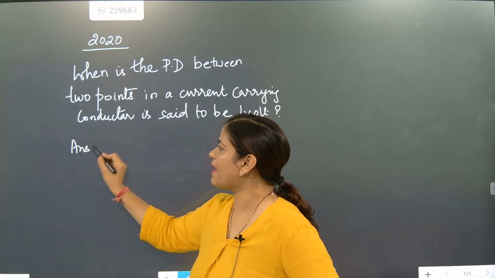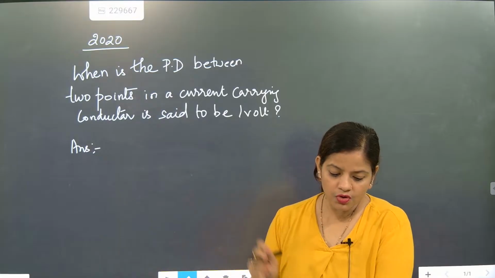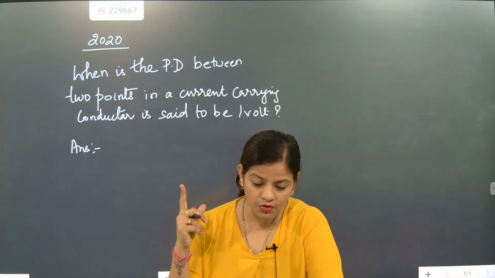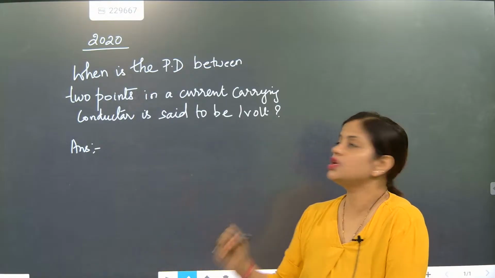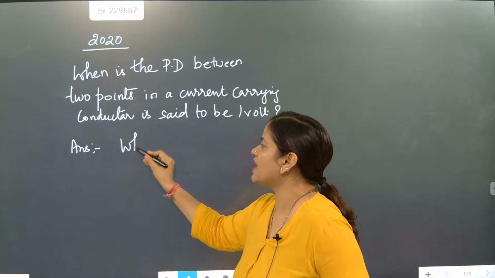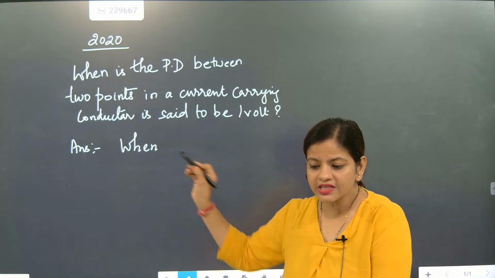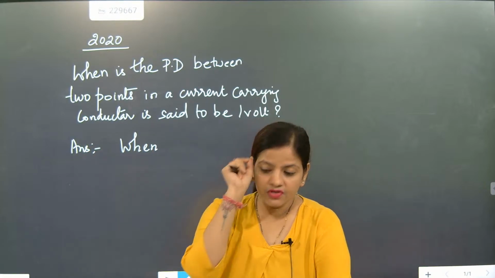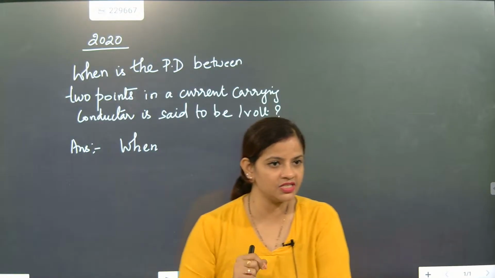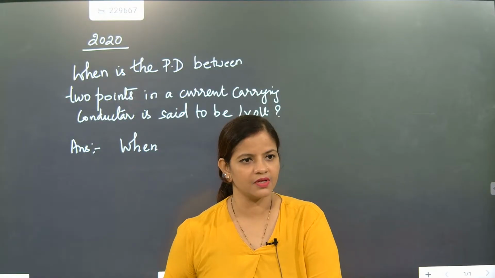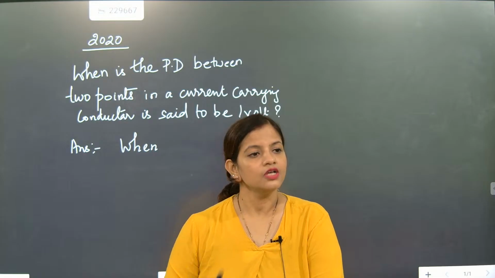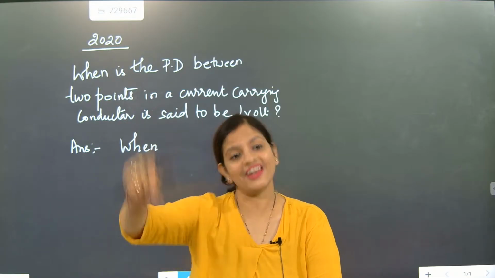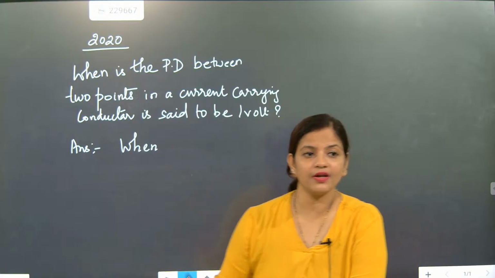In that answer, your pattern should be very clear cut. So when is it set as 1 volt? When 1 joule of work, only like what they asked. From where they finished the question, we have to start our answer from that point. This is the basic rule of any examination. So here what they ask is, when it is 1 volt. So I am going to start from 'when'.